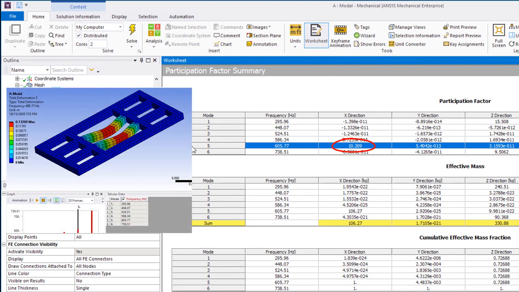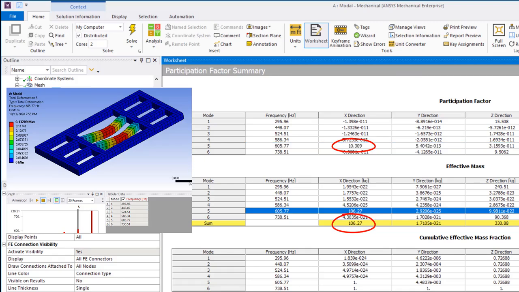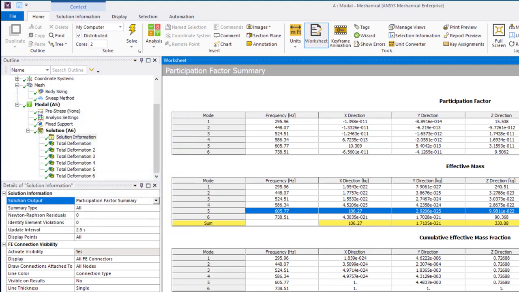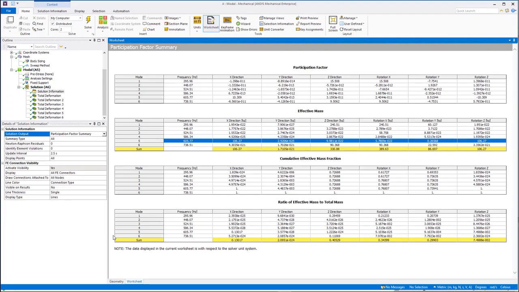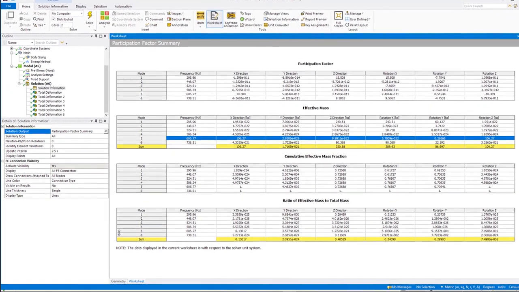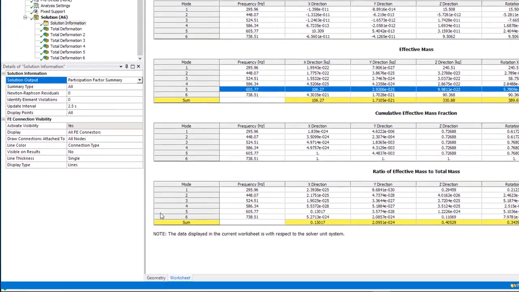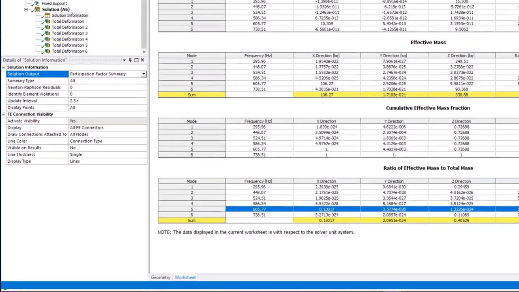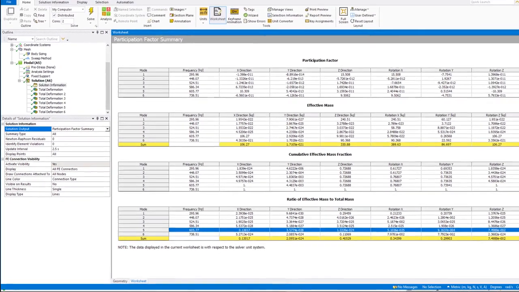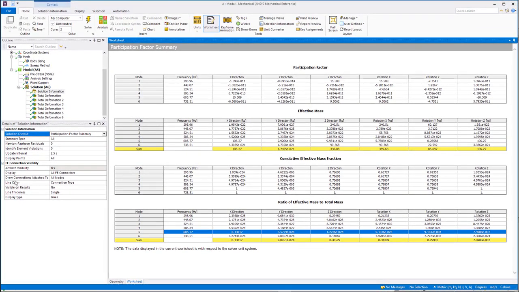Let's look at the effective mass. Effective mass is giving the amount of mass moving in a certain direction for a given mode. The value is higher for the more prominent modes. In this example, if you look at the ratio of effective mass to total mass, about 13% of overall mass is moving in the direction of the mode 5, which is x direction. The sum of the effective mass is a good indicator if enough modes are extracted. The effective mass in each direction should add up to overall mass of a structure, but that would depend on how the structure is constrained.